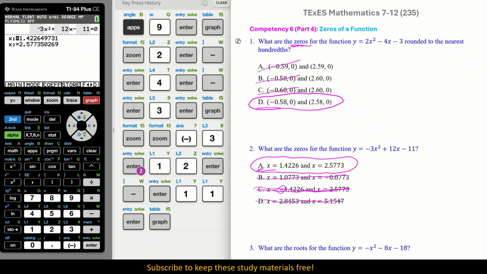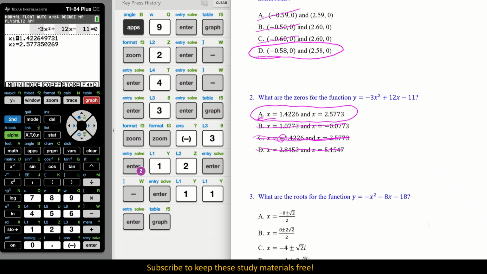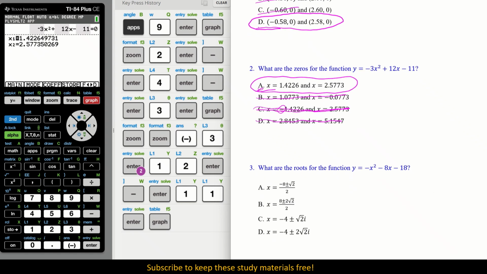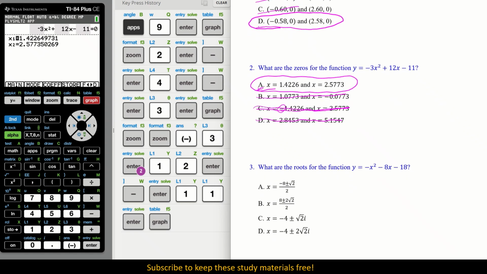I think this is probably the easiest and fastest way to go about this. Okay, so now let's look at number 3. Well, the thing is, we don't have decimals here, but using the app will actually work here. So we need to try it.